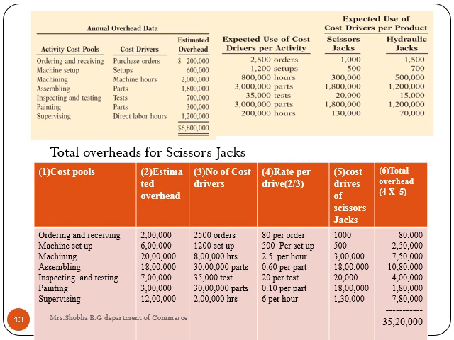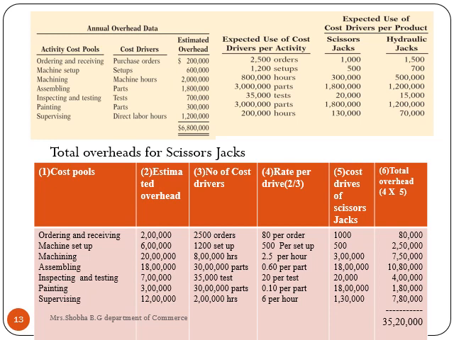So after copying the number of drivers of the scissor jack, in the last column we calculate the total overhead for this product. So how do we calculate the total overhead for this product? Very simple. Take the fourth column, that is the rate per driver, and multiply with the cost driver of this product. For example, the first one is ordering and receiving, the rate per driver is 80 rupees per order, and the cost driver for the scissors jack is 1000. So 80 into 1000 is 80,000.